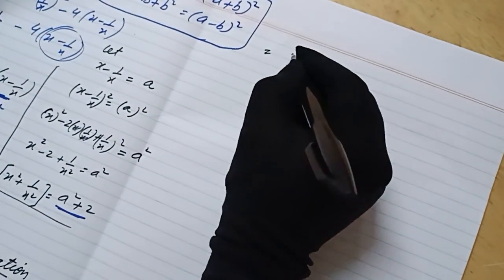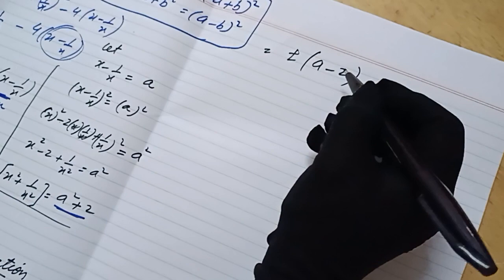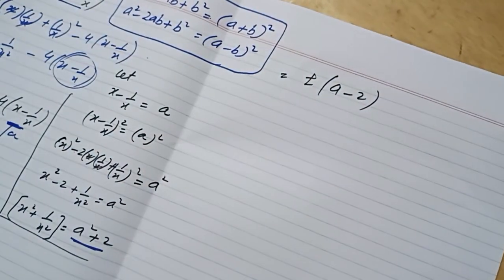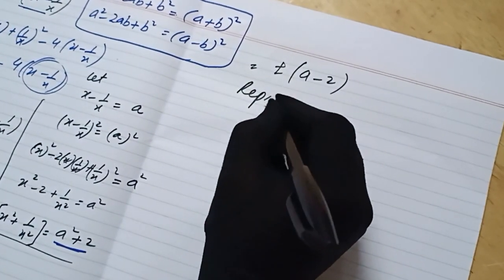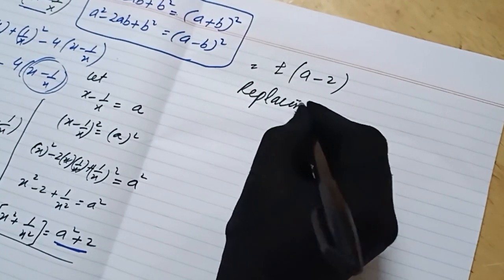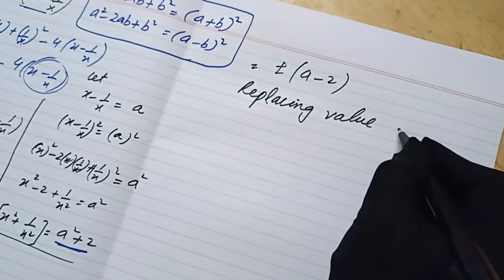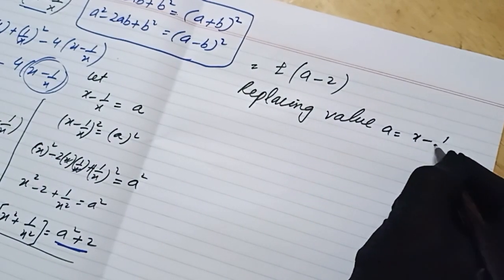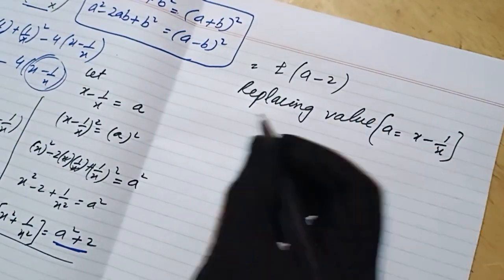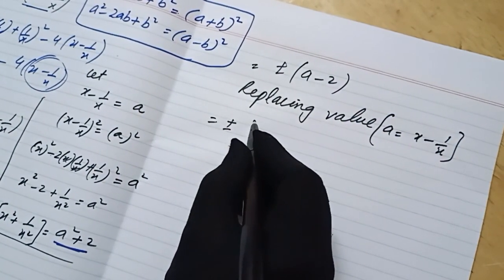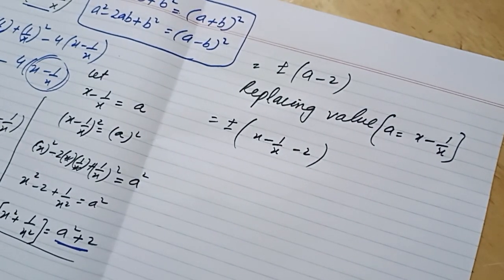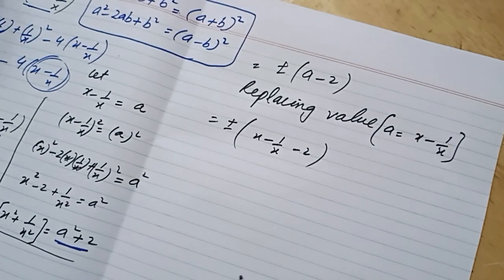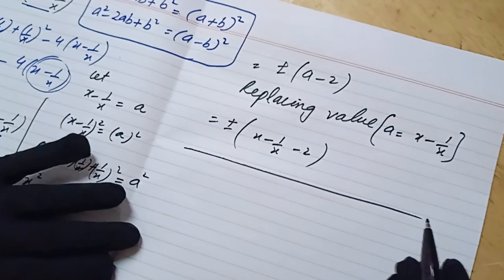So our answer is plus minus (a minus 2), but we are solving the question with x, so it means that we have to go back to the variable x. So replacing our value which we have supposed, what was our value? a was equal to x minus 1 over x. So replace this value: plus minus (x minus 1 over x minus 2). So this will be the final answer in this case. You can keep it as it is.